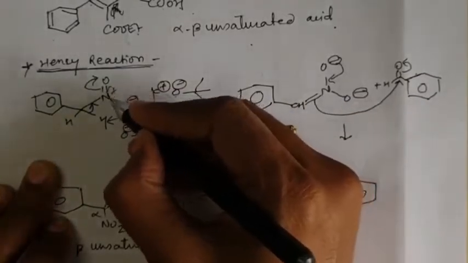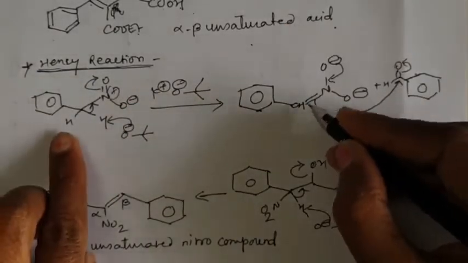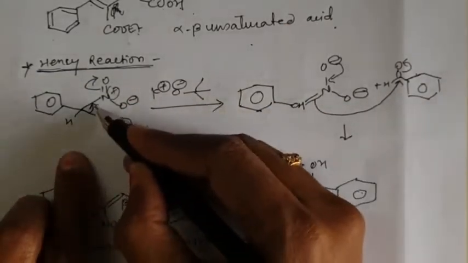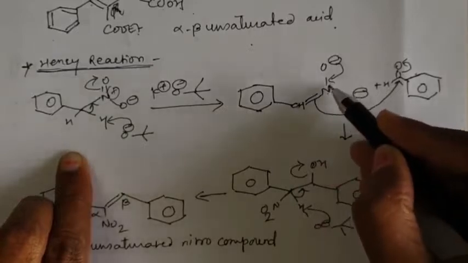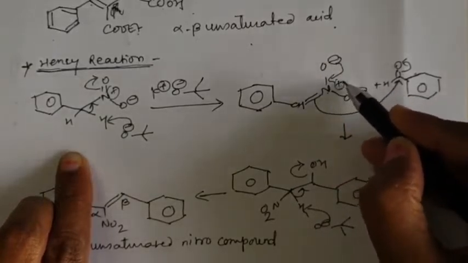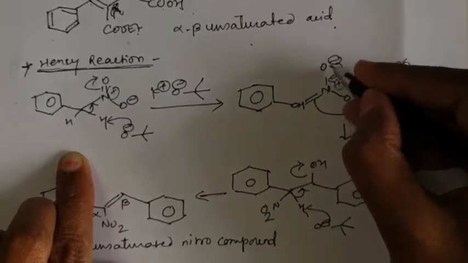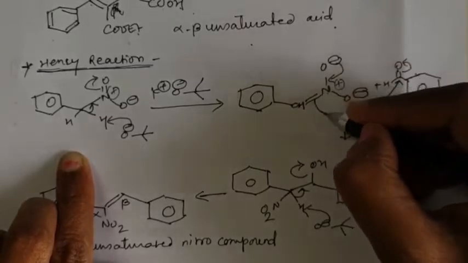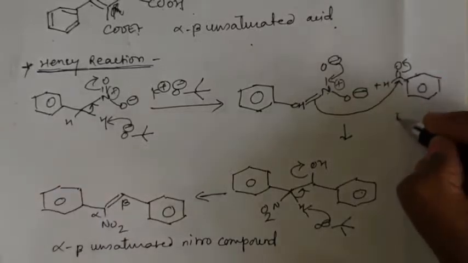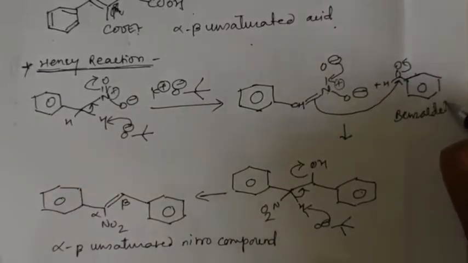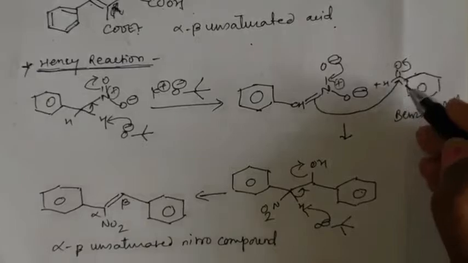So the next compound formed is a benzene ring with CH. Now there is a formation of a double bond between carbon and nitrogen. It becomes O minus and this is O minus. Now it acts as a nucleophile. So these electrons come back and this is going to attack the benzaldehyde molecule. Again the reaction is carried out with the benzaldehyde molecule.